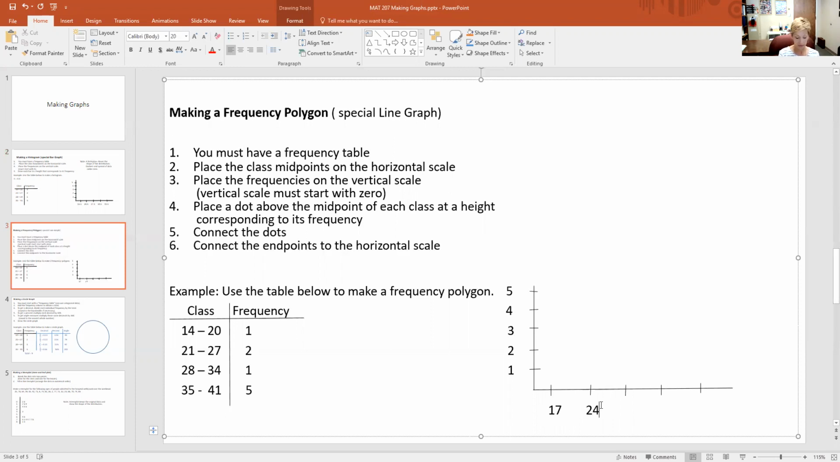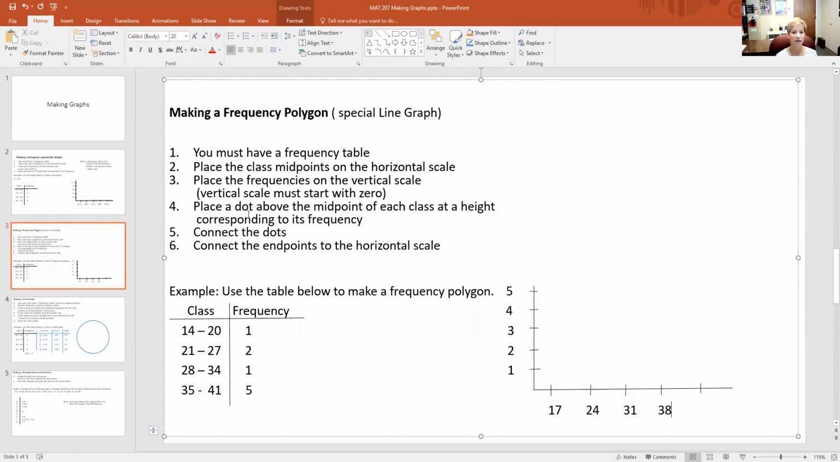And then how do I get the next one? I've got to add 28 and 34 with my calculator. You should be doing this with me. Make sure you get 62, and when you divide that by 2, you get 31. Then I've got to do my next one. I'm going to take 35 and add 41, and I get 76. When I divide that by 2, I get 38. I don't even need this last one. So I've got my midpoints, not my boundaries. Boundaries go with histogram, midpoints go with frequency polygon.